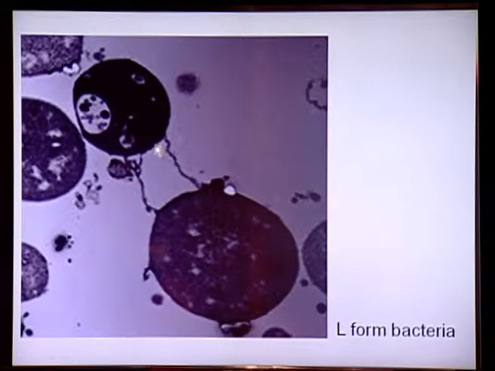Next important bacteria is the L-form bacteria, where the cell wall is absent. As you can see in this particular slide, the cell wall is not there and the bacteria looks like a naked protoplast, and it is actually dividing freely when grown in culture.